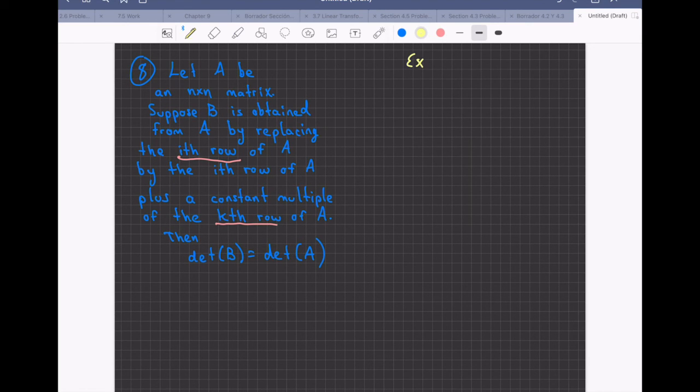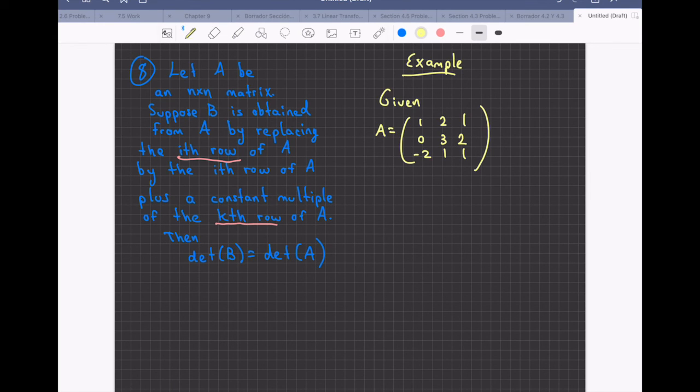Example. Given the matrix A, 1 2 1, 0 3 2, -2 1 1, and let's say that you want to compute the determinant for this matrix by hand, but you say, oh, how can I simplify this to make the computation simpler?